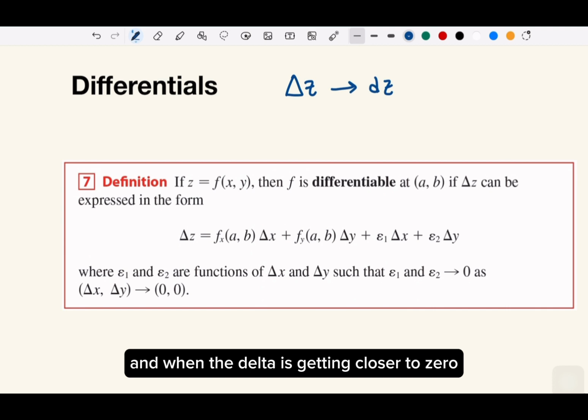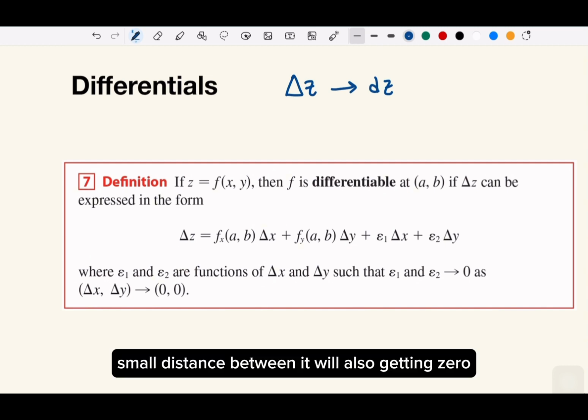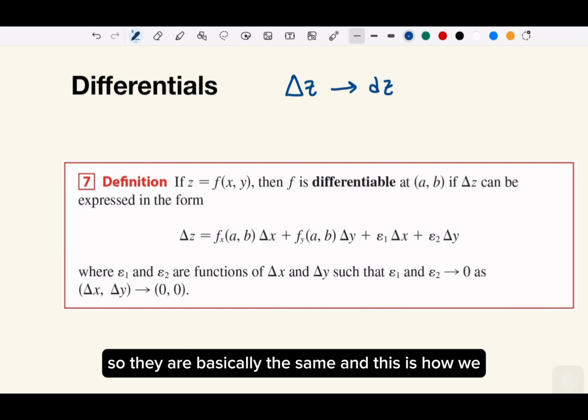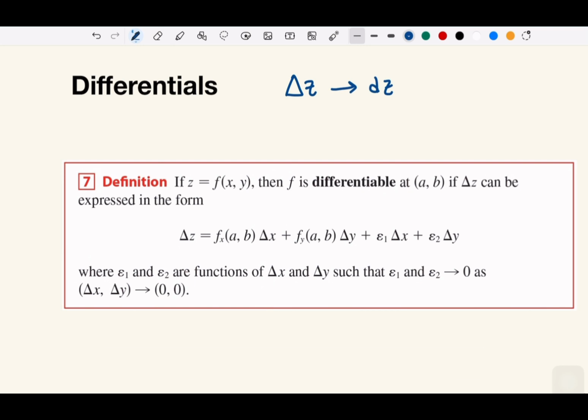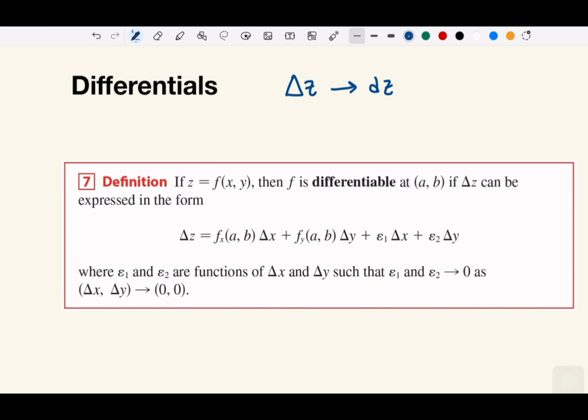When the delta is getting closer to 0, then this epsilon, the small distance between, will also get closer to 0. We can simplify this just like we did in the tangent plane. So they are basically the same. This is how we prove it through the epsilon definition, the same as in calculus 1.